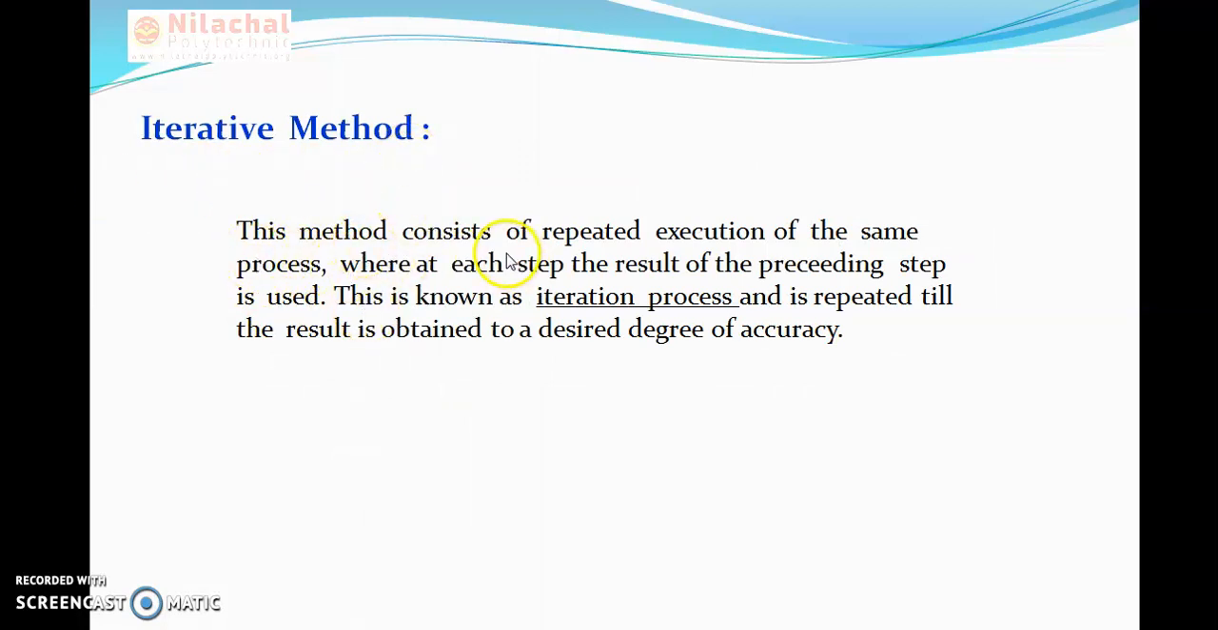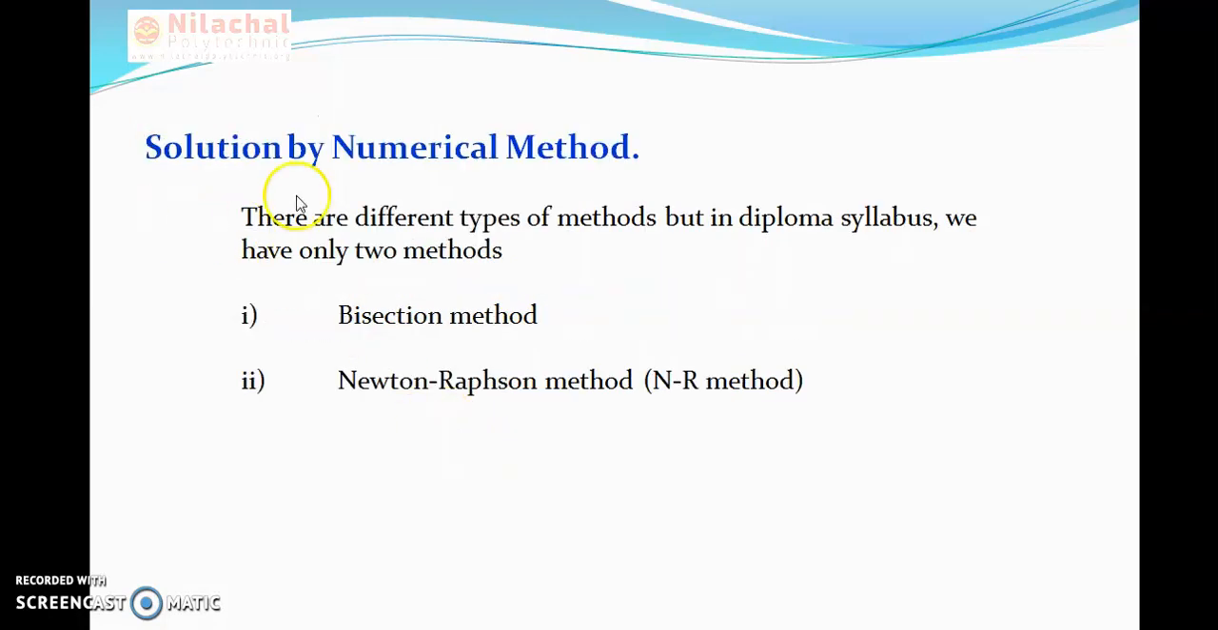This method consists of repeated execution of the same process, where at each step the result of the preceding step is used. This is known as iteration process and is repeated till the result is obtained to a desired degree of accuracy. Then come to solution by numerical method.